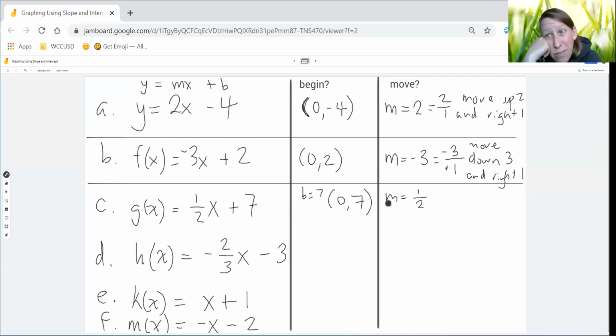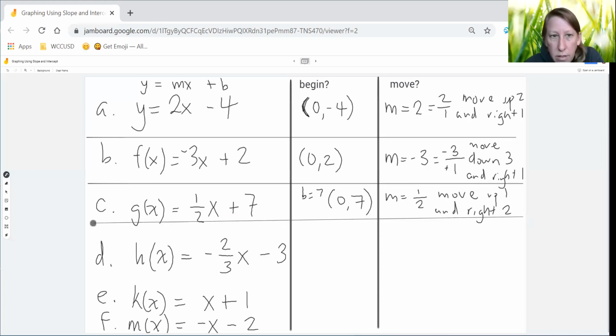Okay, I like graphing slope fractions because it's already telling me where to move. So this one, I'm going to move to find the next point on the graph. I'm going to begin at 7, and then from there, I'm going to move up 1, and how many to the right? Good, right 2. Up 1, right 2. Again, if you can do this part, you're going to be good.